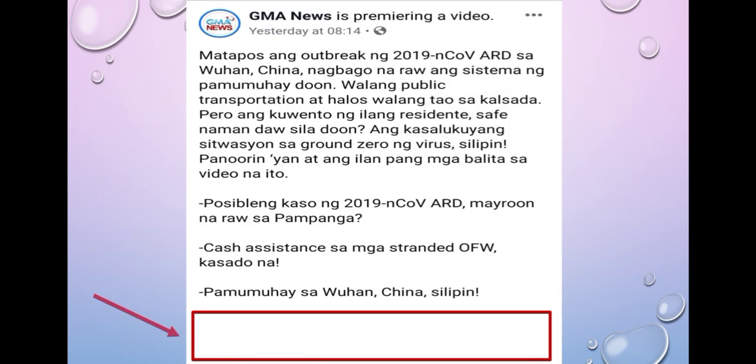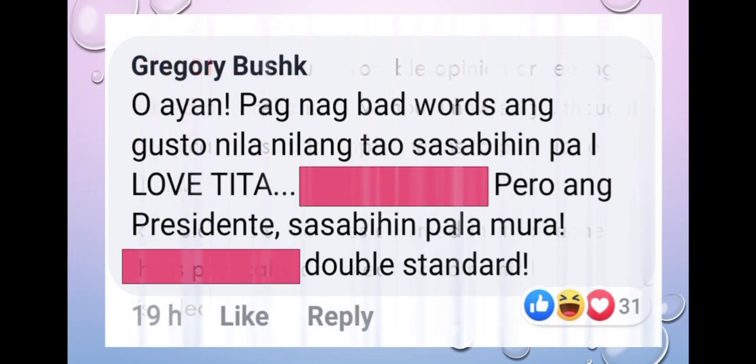Looking back at the first example we had for prejudice, people believe that the virus came from China, and so they generalize Chinese people as if everyone has the virus. That is being prejudiced. Now let's move on to the next slide.